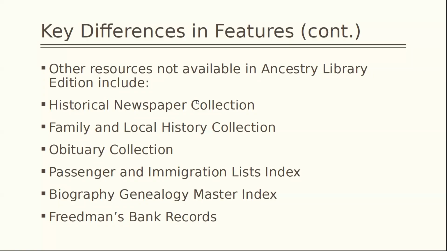Some of the other resources not available are the historical newspaper collection, but like I said, we have a different way to access that. You would have to not do it through Ancestry, but we have historical newspapers through newspapers.com that you can access through the library. Then Ancestry's family and local history collection, their obit collection, passenger and immigration list index, their biography, genealogy, master index, those are like ebooks, and then their Freedmen's Bank records, which is another one that we can access through the library elsewhere other than Ancestry. So we have that covered.